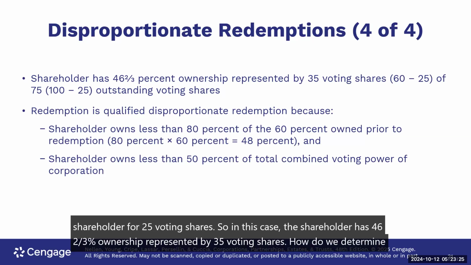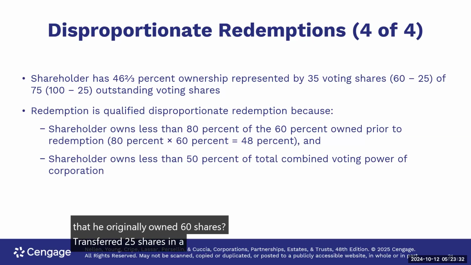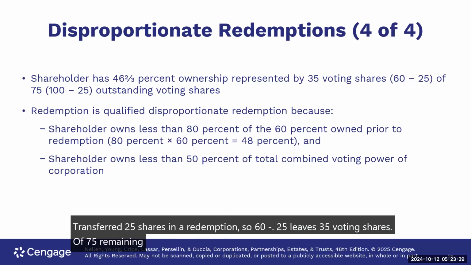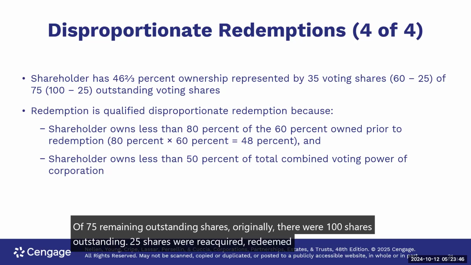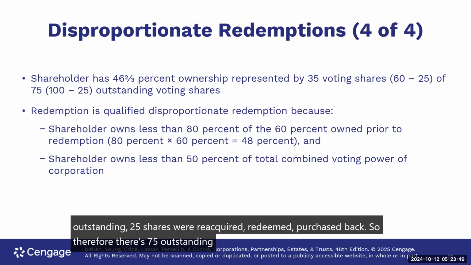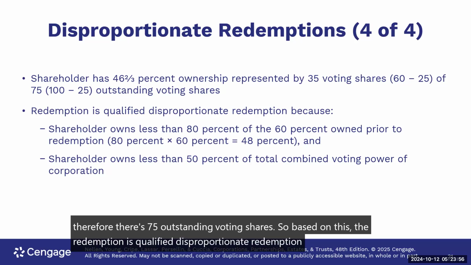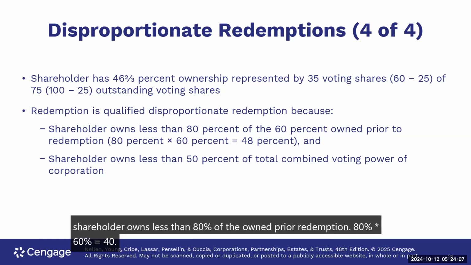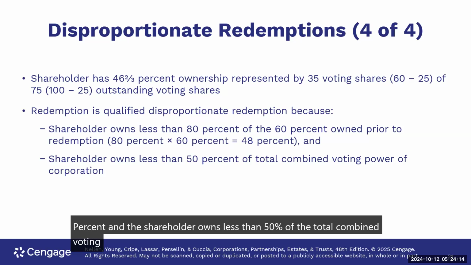How do we determine that? He originally owned 60 shares and transferred 25 shares in the redemption. So 60 minus 25 leaves 35 voting shares of 75 remaining outstanding shares. Originally, there were 100 shares outstanding, and 25 shares were reacquired, redeemed, purchased back. Therefore, there are 75 outstanding voting shares. Based on this, the redemption is a qualified disproportionate redemption because the shareholder owns less than 80% of the amount owned prior to redemption. 80% times 60% equals 48%. And the shareholder owns less than 50% of the total combined voting power of the corporation.